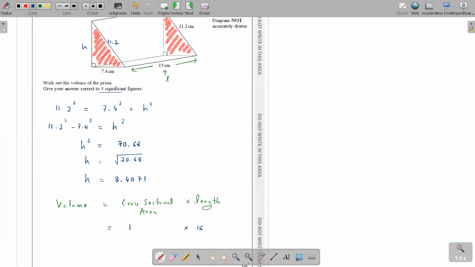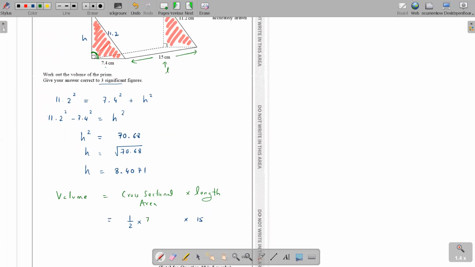So if I use half AB sin C, A and B should always be adjacent to your angle, right? So adjacent to the angle, I have 7.4 and H. So half AB, 7.4 and H. Let me erase this and take space. Half into 7.4 into H, which is 8.4071.